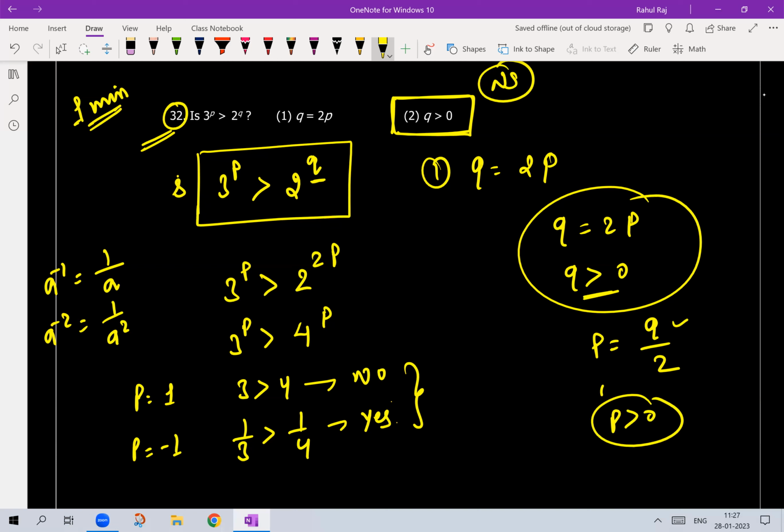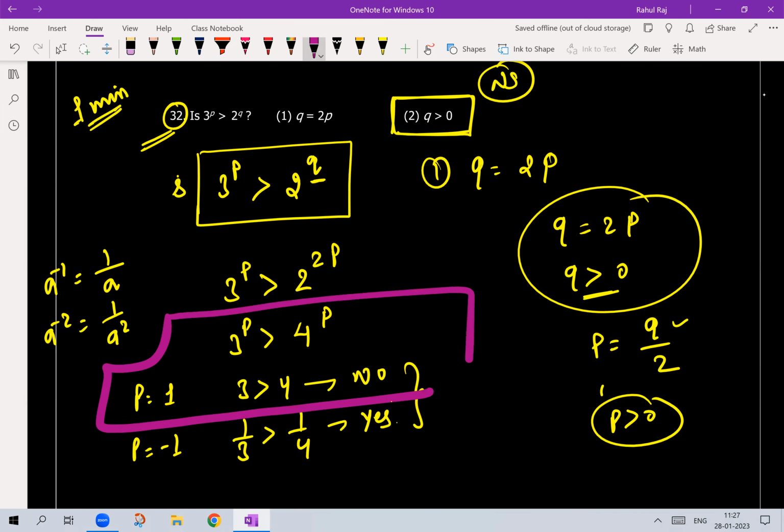Agreed? Now, while combining, can I 100% say that p is greater than 0 and q is greater than 0? Both are positive numbers. And if in this situation both are positive, only this situation will hold. It will be a confirmed no answer. You take any positive value of p, 3 to the power p greater than 4 to the power p, impossible. Take any fraction, take any integer, doesn't matter at all. I need to know the sign. If I know the sign and I know that 3 to the power p is greater than 4 to the power p, we are done. Agreed?